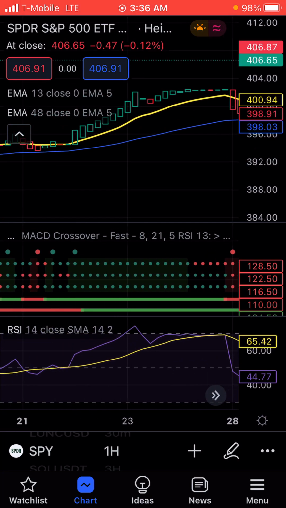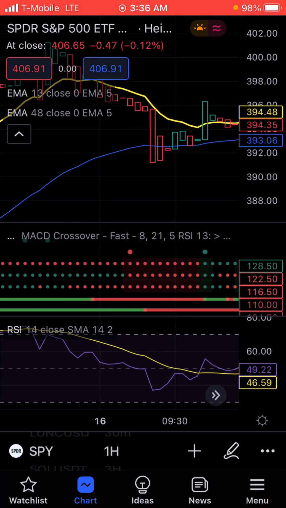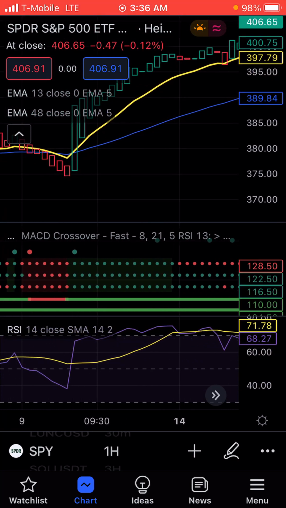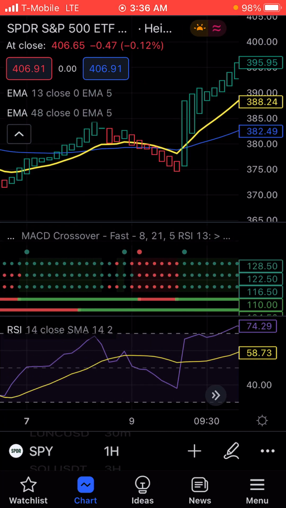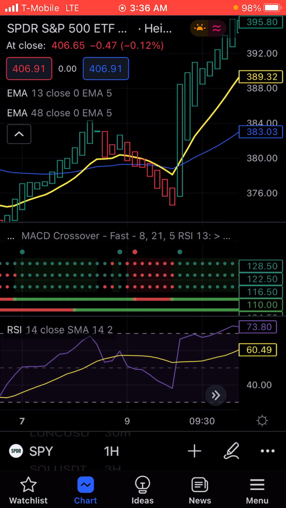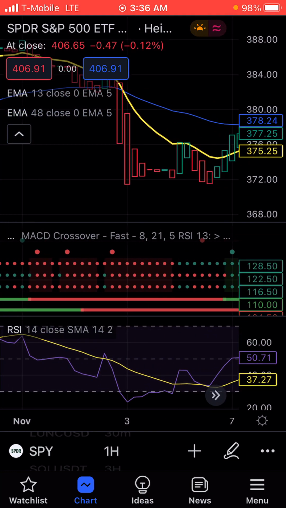So you want to look for the moments when the 13 and 48 are crossing, and in most cases the red dot or the green dot is going to appear before the 13 and 48 crosses. That's what you have to keep your eye open for. So let's find a couple of situations. Today we're focusing on the hour. Okay, let's focus on this moment right here.